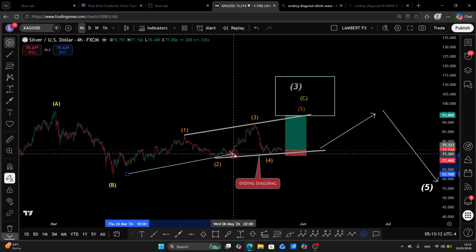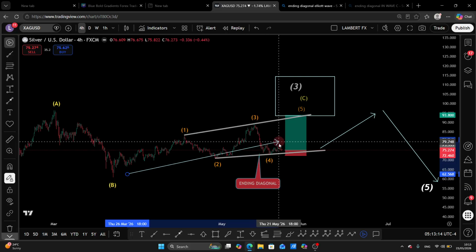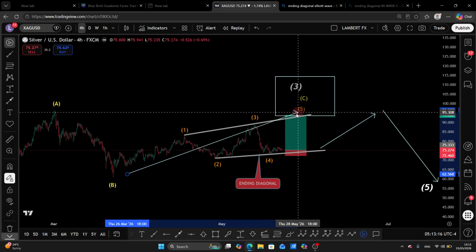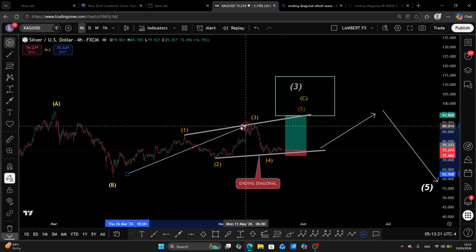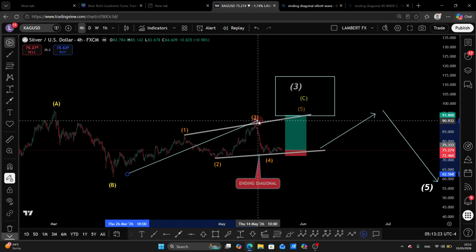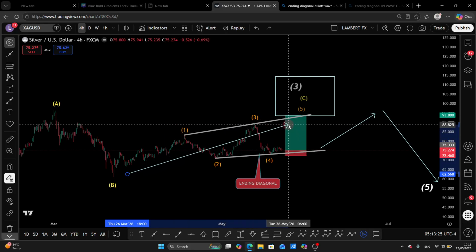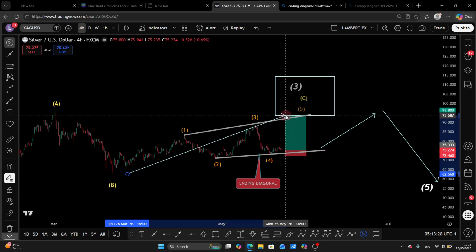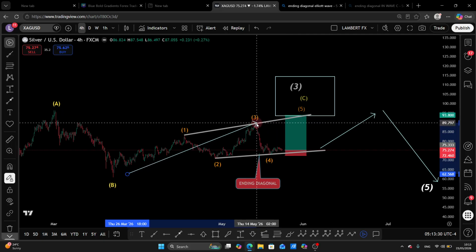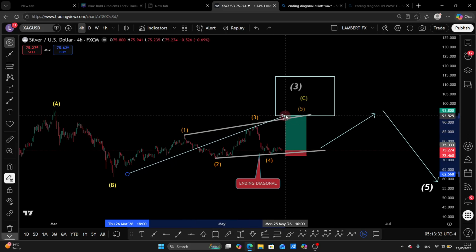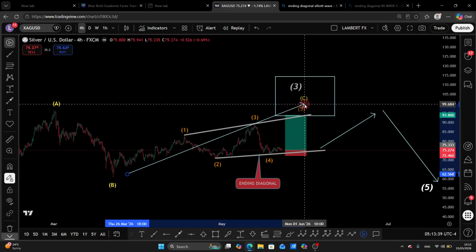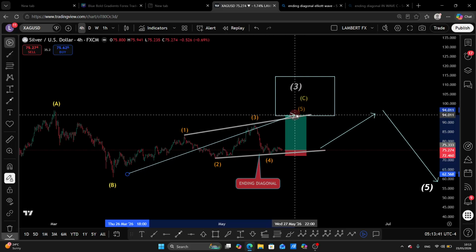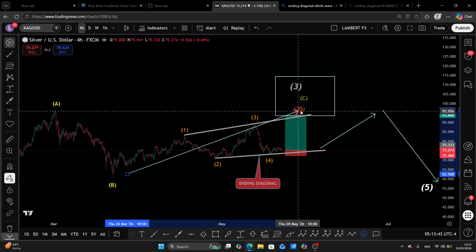And then your 5 often overshoots your leg 1 and 3. So basically you will see a slight push over of this trend line, and then we expect a reversal. So this would then be the end of the ending diagonal.